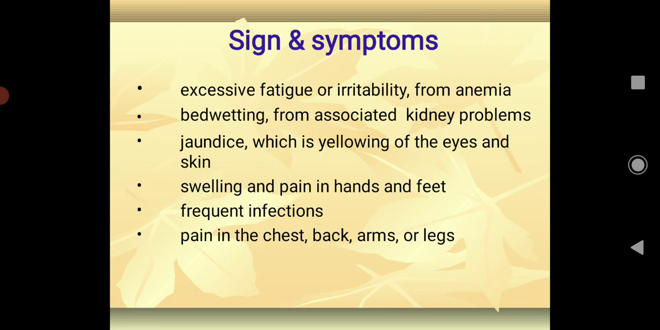Signs and symptoms of sickle cell anemia. Excessive fatigue or irritability from the anemia. Bedwetting from associated kidney problems. Jaundice, which is yellowing of the eyes and the skin. Swelling and pain in hands and feet. Frequent infections. Also pain in the chest, back, arms and legs occurs at the time of sickle cell anemia.